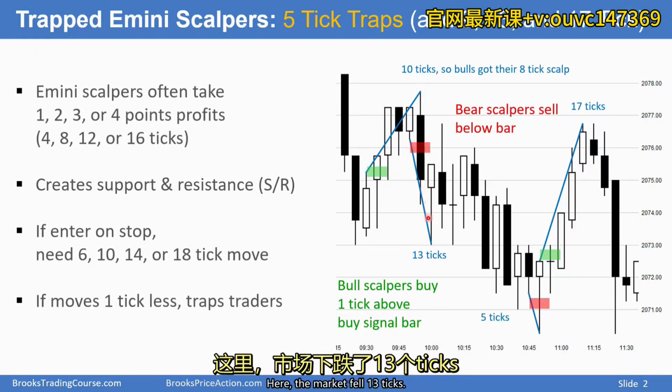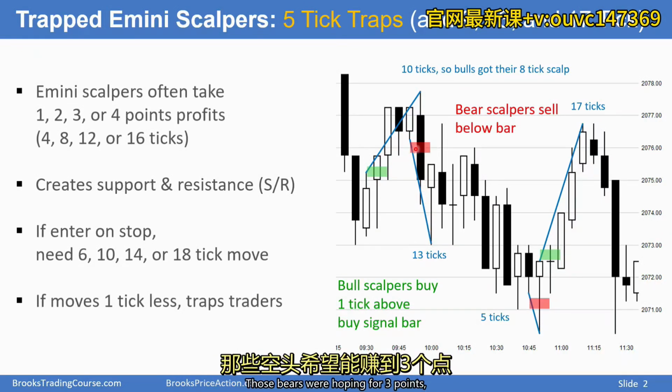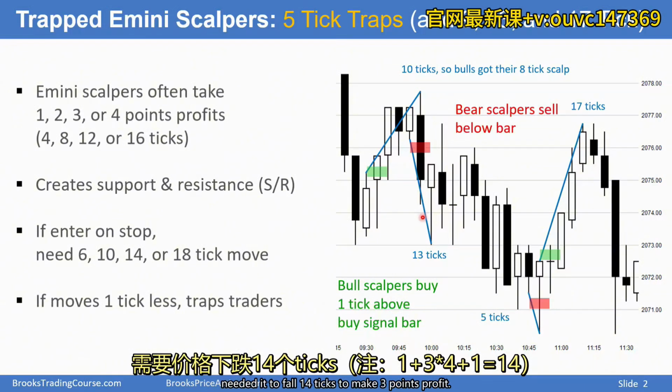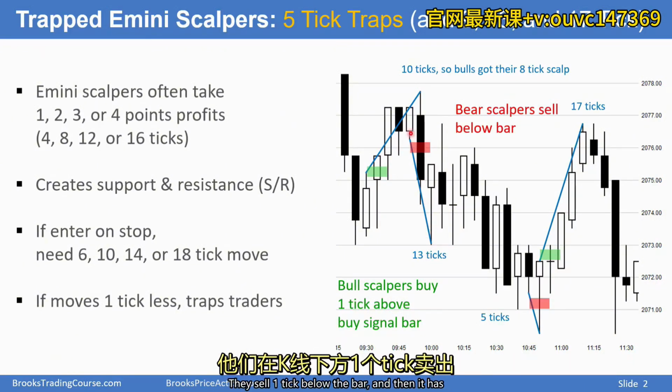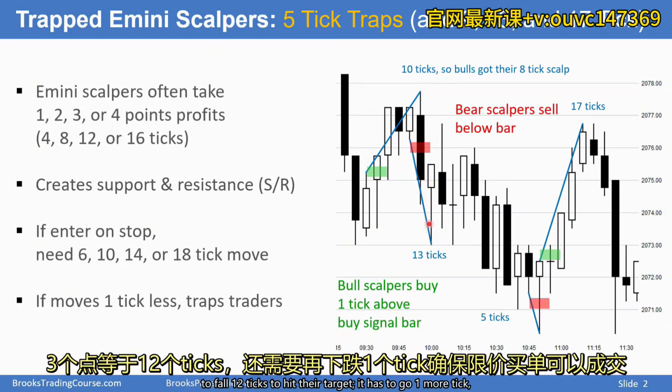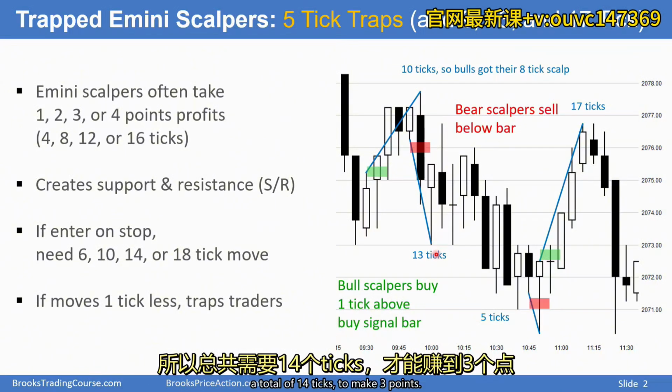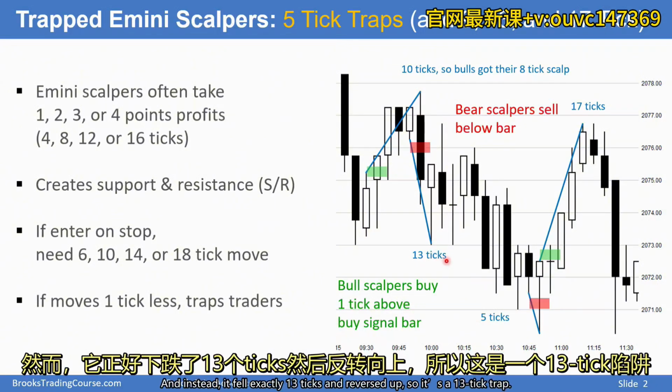Here, the market fell 13 ticks. Those bears who were hoping for 3 points needed it to fall 14 ticks to make 3 points profit. They sell 1 tick below the bar, and then it has to fall 12 ticks to hit their target. It has to go 1 more tick, total of 14 ticks to make 3 points. And instead, it fell exactly 13 ticks and reversed up. So it's a 13-tick trap.